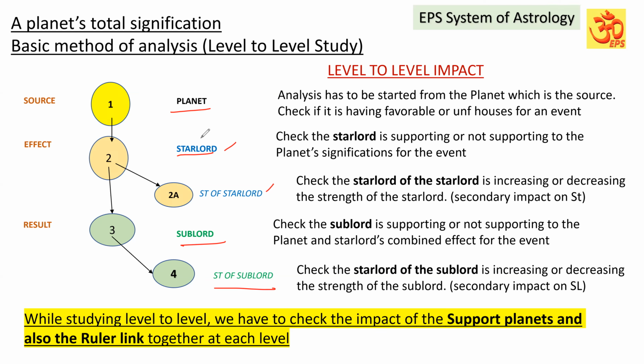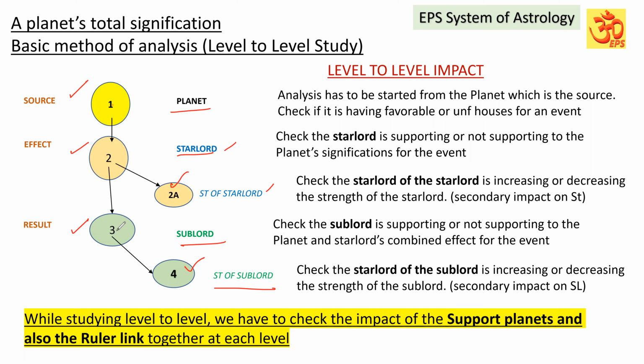So in KP, normally planets are studied by these 5 levels: planet, star lord, star lord of the star lord, sublord, and star lord of the sublord. Out of them, levels 1, 2, 3 are the primary levels. First level, second level, third level. Planet, star lord, sublord, they are the primary levels.